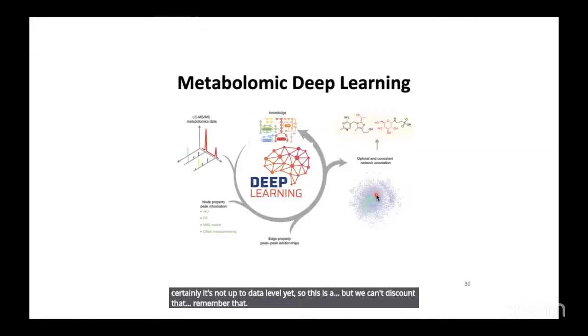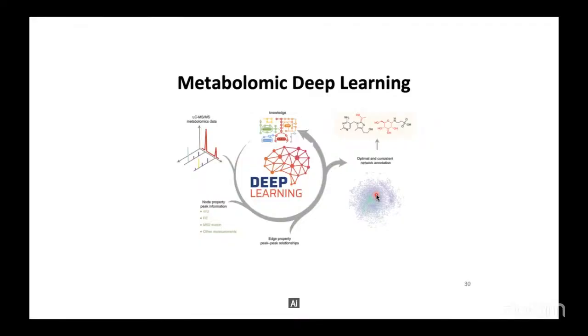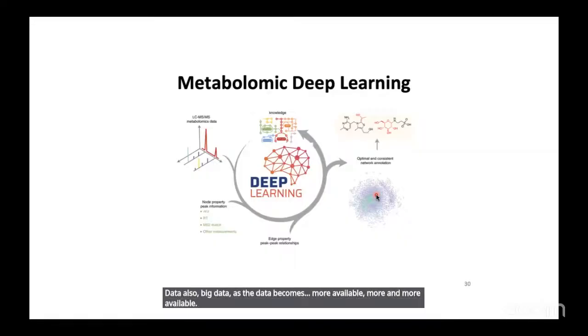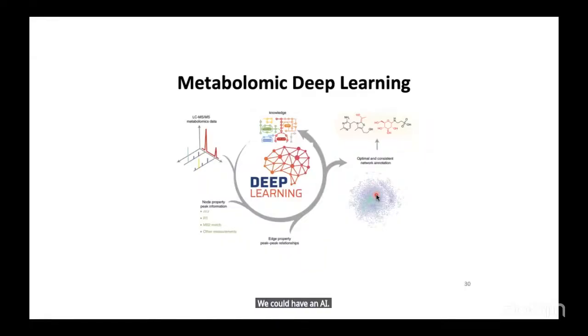Remember that AI, good AI, needs lots of data. We cannot say we have a large enough metabolomic data to train good AI. Perhaps not. So that's why we expect that as big data becomes more and more available, we could have an AI that can actually be used on a daily basis.